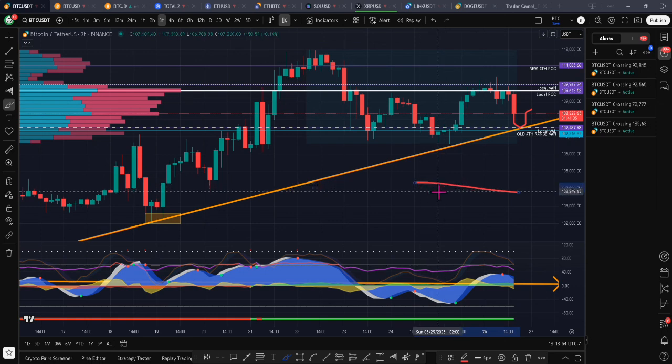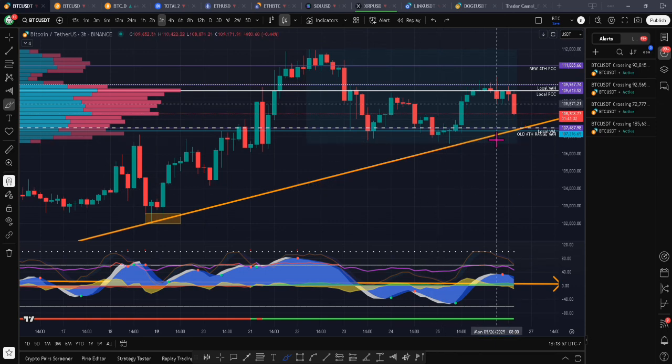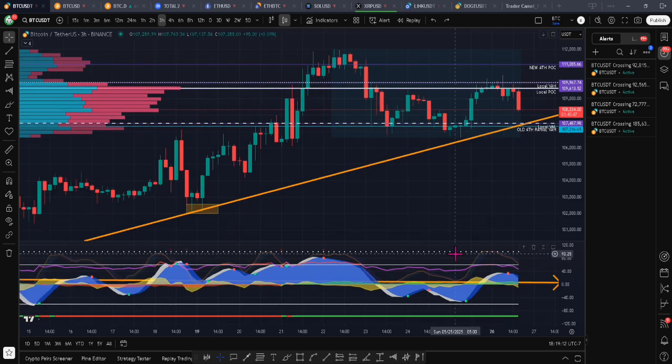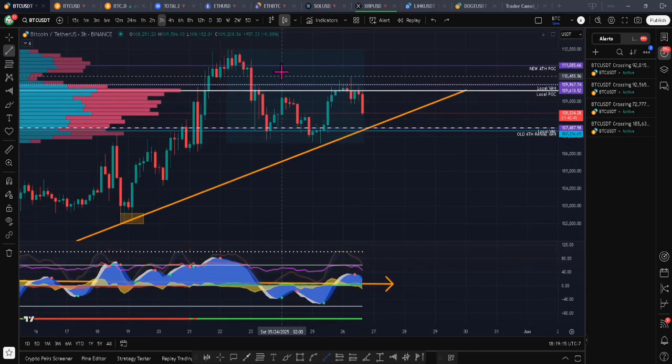So even if we do come down to this level, we could be seeing further downside. That's the idea. What I like to do is look for a pattern after this. The next pattern I can actually see forming at this level, we're going to draw lines.